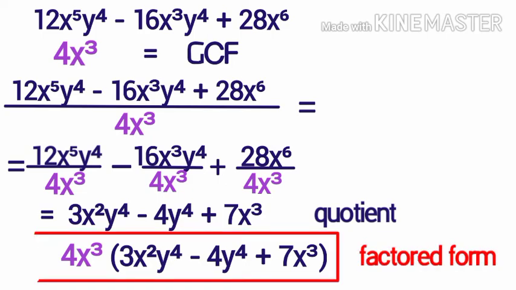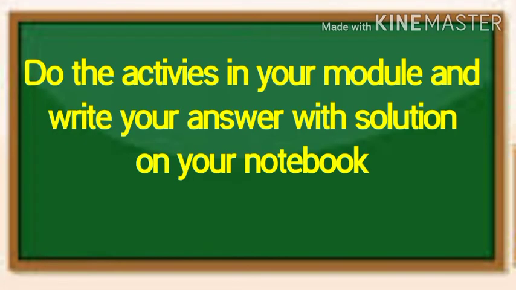To check the factors, we can simply multiply the factors and the product must be the expression 12x to the 5th power y to the 4th power minus 16x cubed y to the 4th power plus 28x to the 6th power. After watching this video, kindly do the activities in your module and write your answer with solution on your notebook.